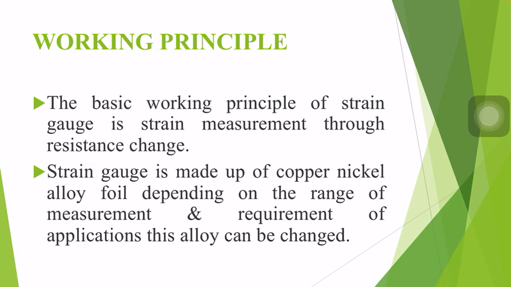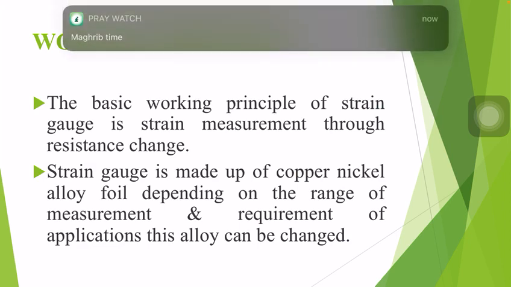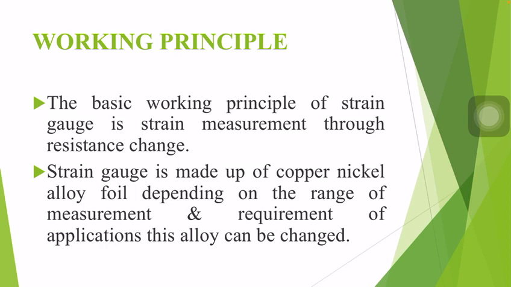Working principle. The basic working principle of a strain gauge is strain measurement through resistance change. Usually, the strain gauge is made of copper-nickel alloy foil, depending on the range of measurement and requirements of applications. This alloy can be changed.